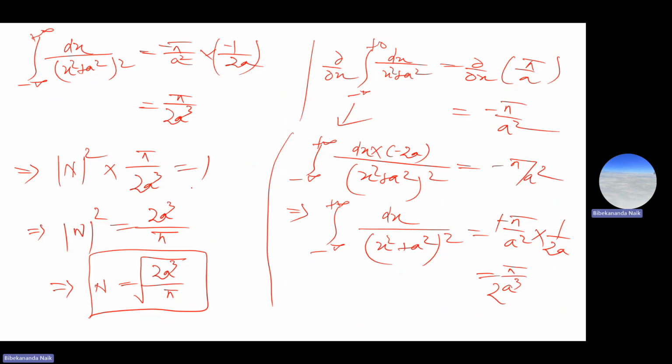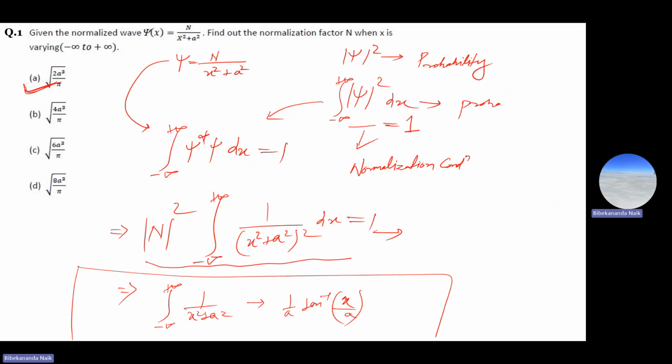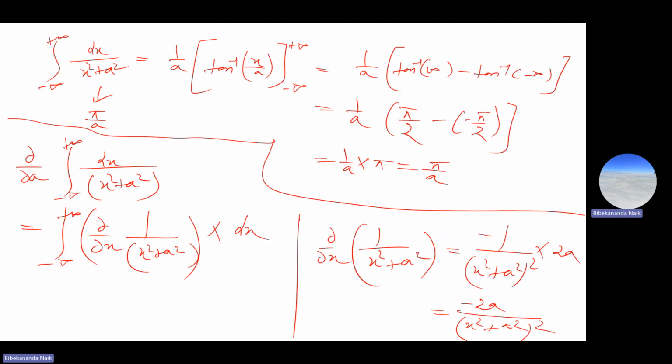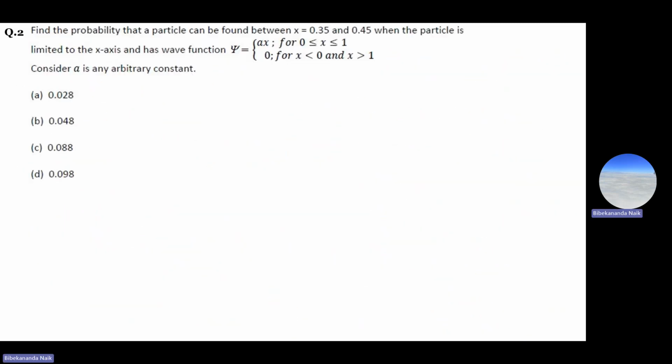Now n mod square into the value of the integration, that is 2 by pi by 2a cube, is equal to 1. Then the value of n is the square root of 2a cube by pi. So this is the overall solution of this question. I hope this is clear to you. Then let's go to the next question.